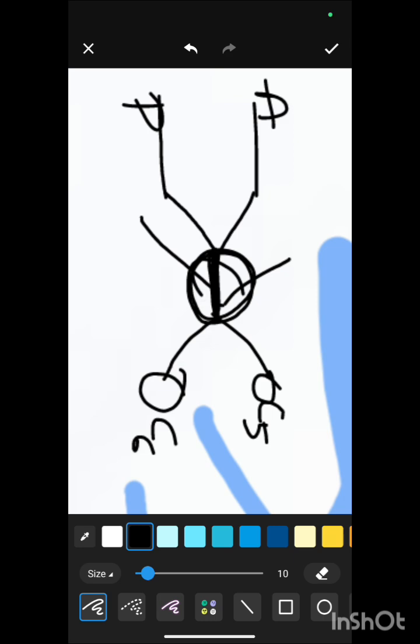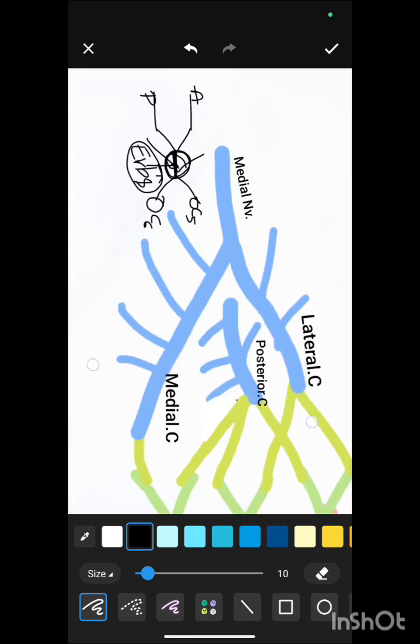We also have Klumpke's paralysis or Klumpke's palsy. It is due to injury of the lower trunk of the brachial plexus, causing paralysis of the hand muscles. And this Erb's point is very important. This is the Erb's point. That's all about the clinical anatomy.